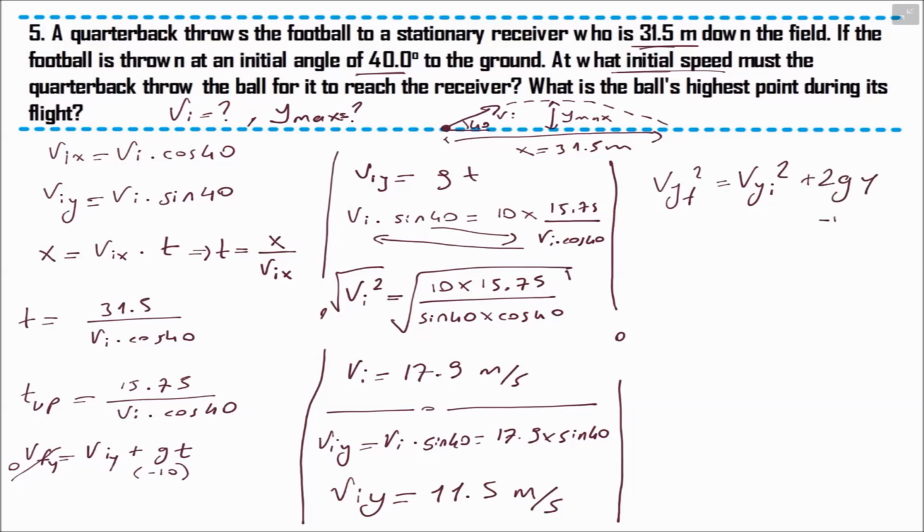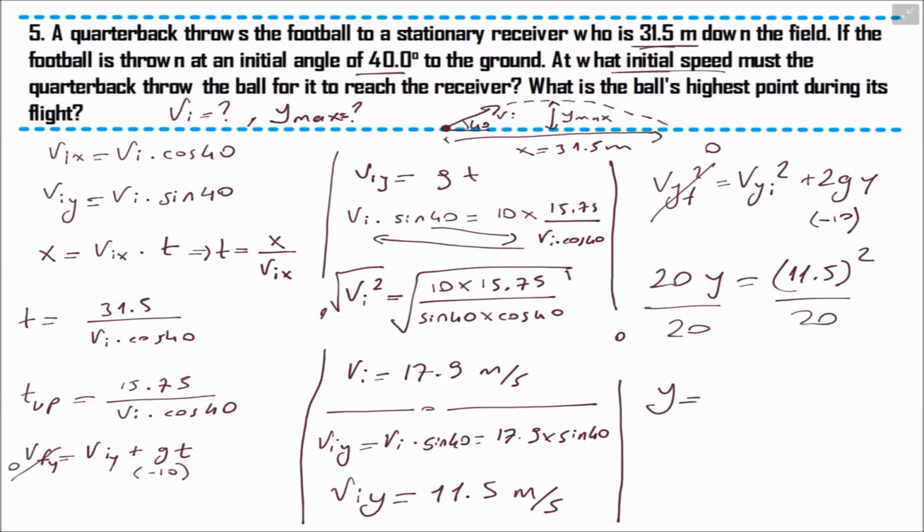and g here will be negative 10, and the final velocity of y at the highest point will be 0. So if we send 2 times negative 10 times y to the other side of the equation, it will be v initial y squared, so 11.5 squared. If you divide both sides by 20, y will be 6.61 meters. Thanks for listening.